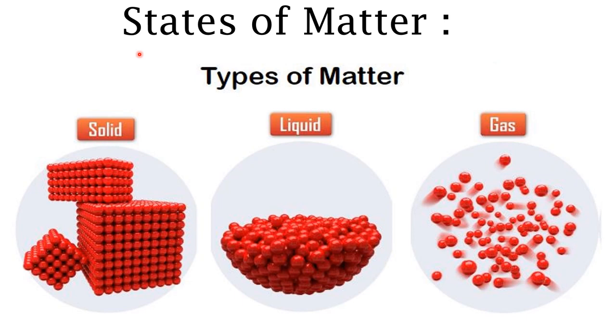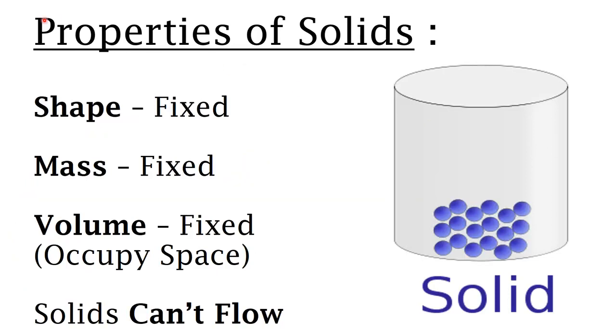Let's now talk about what are the states of matter, or we can also say the types of matter. We have altogether three types of matter, starting with solid, then liquid, and gas. Let's have a look at the properties of these different states of matter, starting with properties of solids.